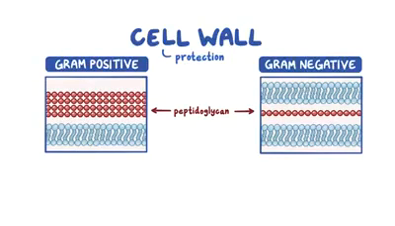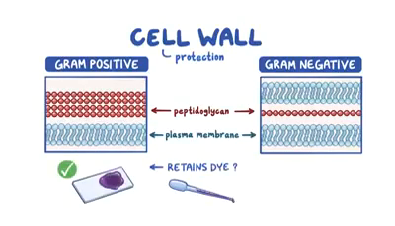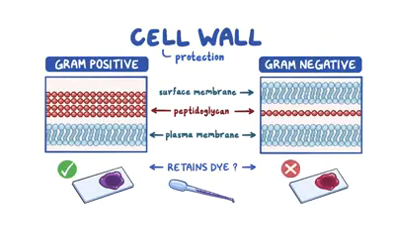Gram-positive bacteria have a single thick layer of peptidoglycan above the plasma membrane, which allows them to retain the staining dye. And gram-negative bacteria have a thinner layer of peptidoglycan sandwiched between the surface membrane and the plasma membrane, so they can't retain the dye.